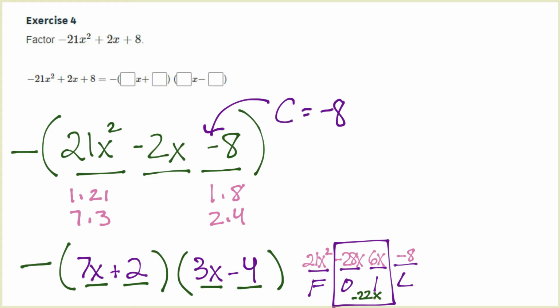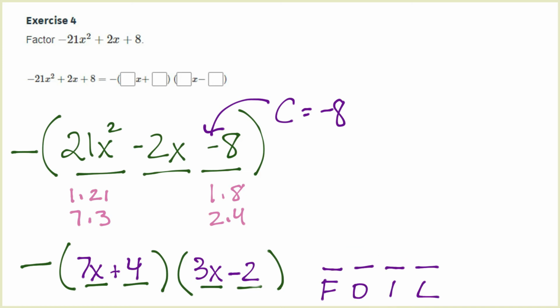That is not the answer that we're looking for. So what I'm going to do now, I'm still going to stick with 7 and 3. I'm still going to stick with 4 and 2, but I'm going to switch the location of the 4 and 2. Okay, so I know already that my firsts are going to be right. That's 21x squared.